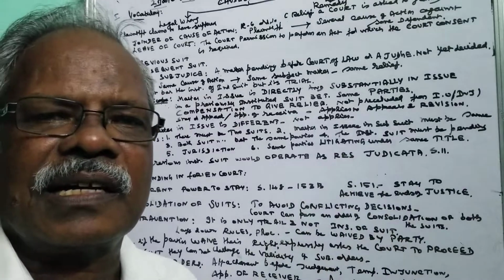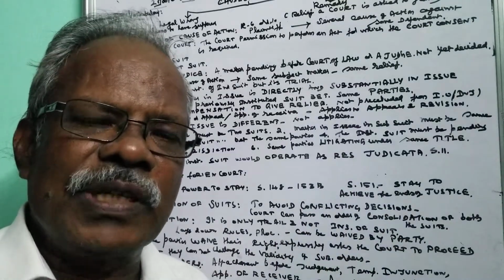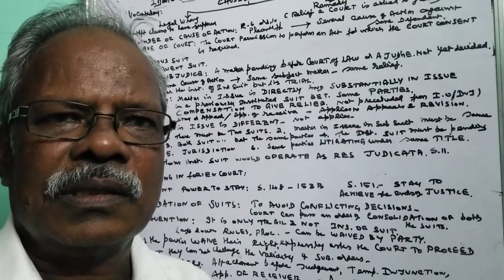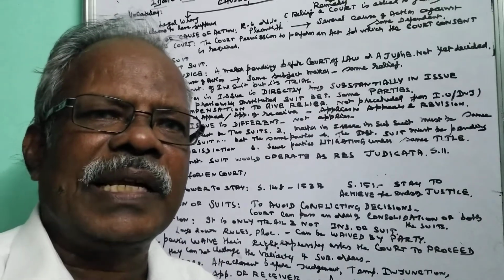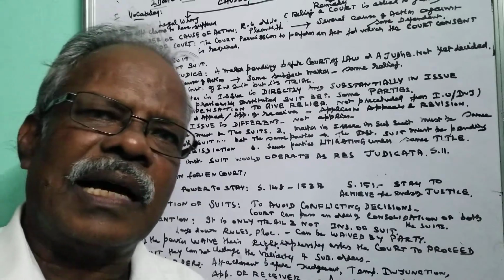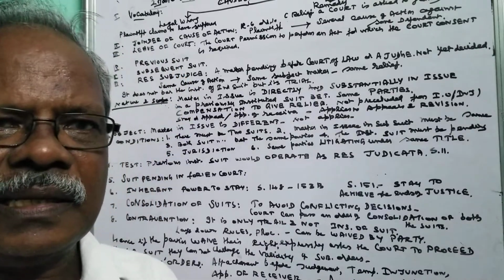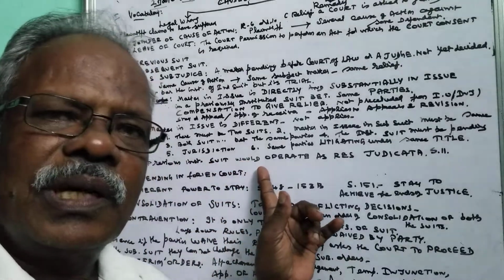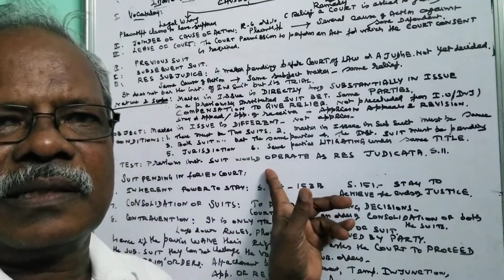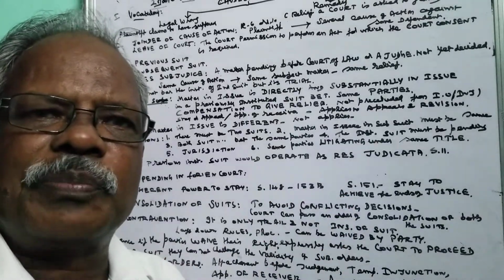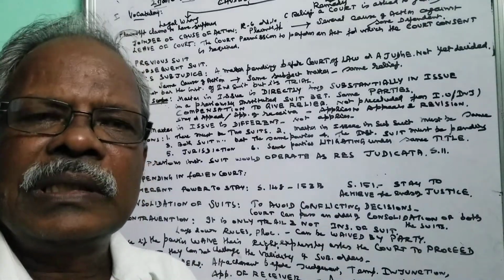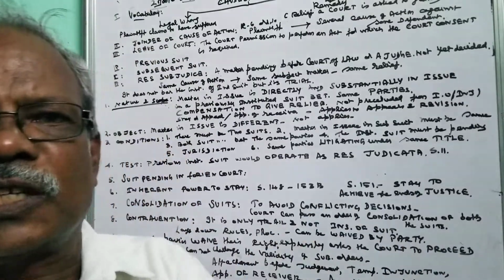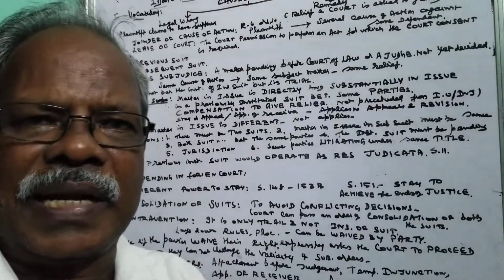Res judicata is coming under section 11. Res judicata means the matter is already decided by the court. So there may not be any further suit against already decided cases. That is the meaning. So the previous instituted suit would operate as res judicata. That means when the previous suit is decided, then the subsequent suit will not be operated.